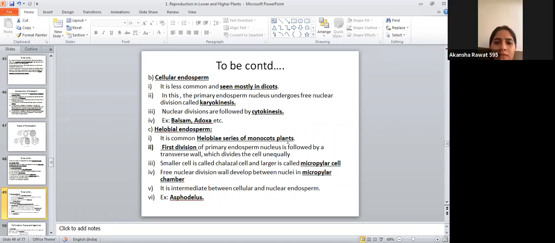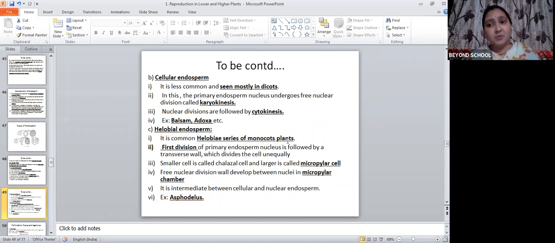So you can take any monocot plants. Monocot plants means which plants, Akansha?